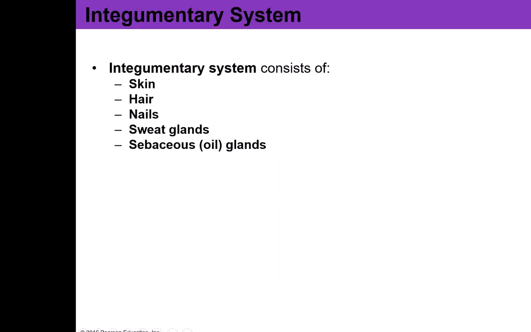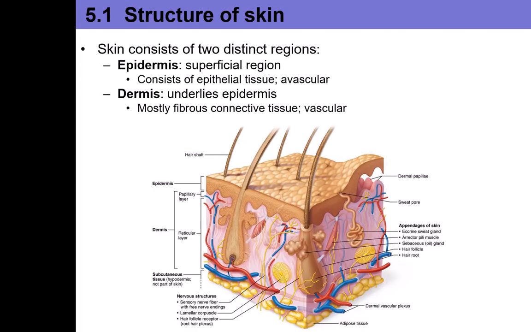So some reminders. The integumentary system, yes, it contains the skin, but it also includes your hair, your nails, your sweat glands, and your sebaceous or oil glands. But let's just talk about the skin. Two main layers or regions. The epidermis, which in this image is what is pulled up here. The epidermis, and that's epithelial tissue, which is avascular.